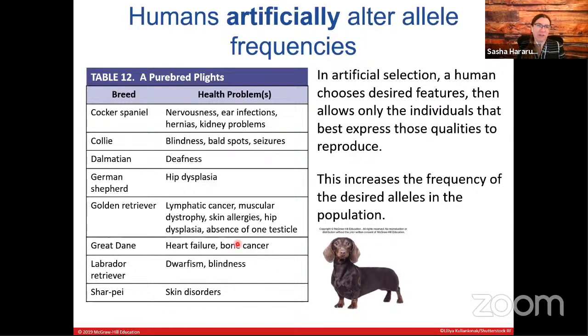So a couple of examples of the genetic disease, like German Shepherd is very prone to have hip dysplasia, or Great Dane is very prone to have heart failure and bone cancer, and Labrador Retriever is prone to having dwarfism and blindness. So all of these are drawbacks of artificial selection. And this is because the genes that encode the traits that we select for are located on the same chromosome as the undesirable traits, such as deafness, blindness, dwarfism, and so on.